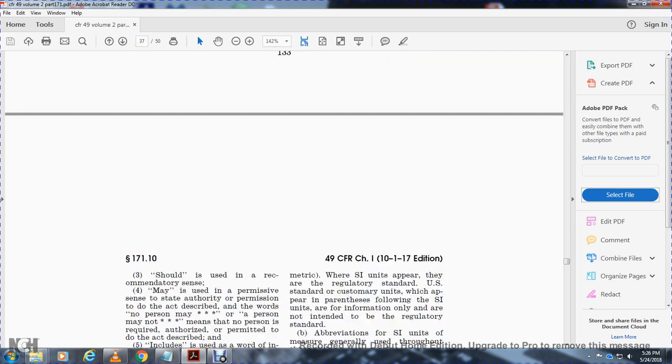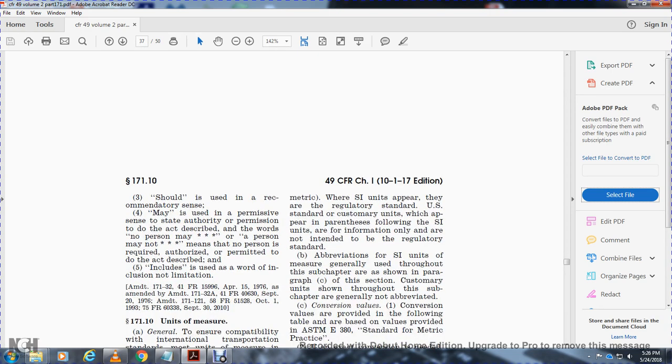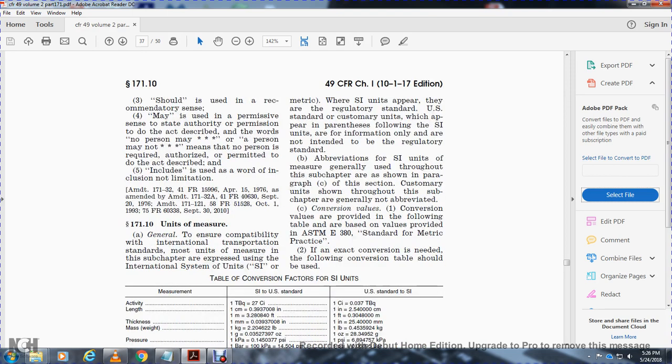Should is used in a recommended sense, and may is used in a permissive sense, for the authority or permission to do. Words such as no person may, and a person may not, mean that no person is required, authorized, or permitted to do the act described. Includes means including but not limited to. All right.